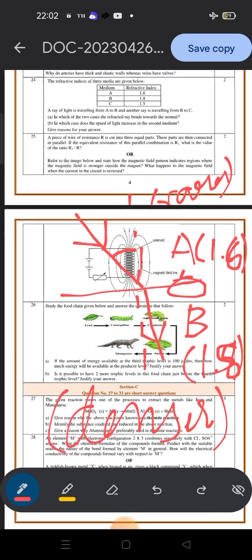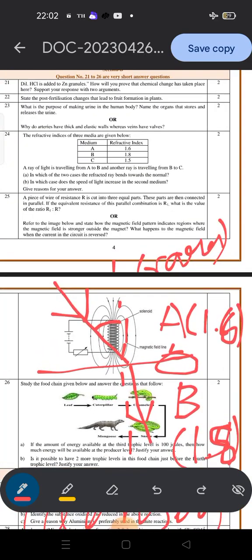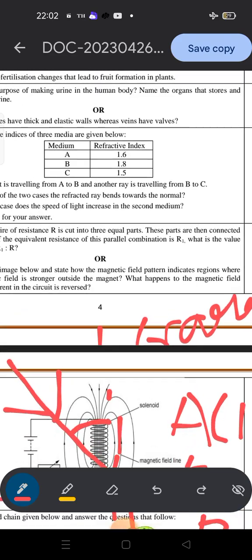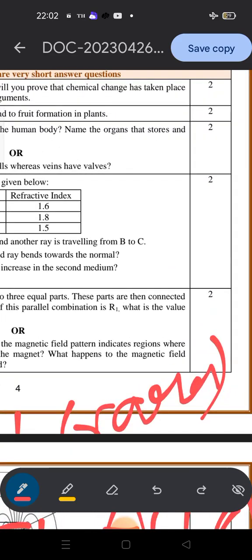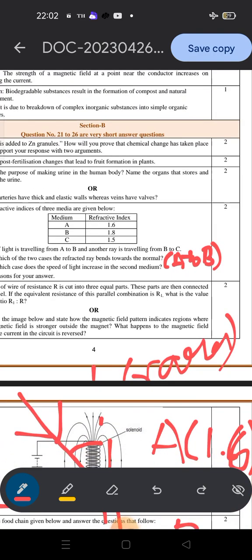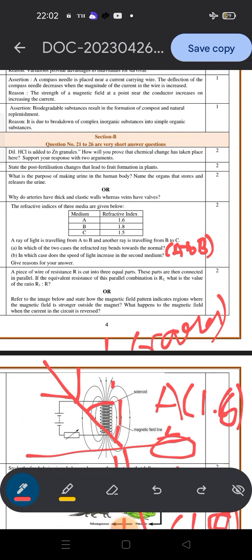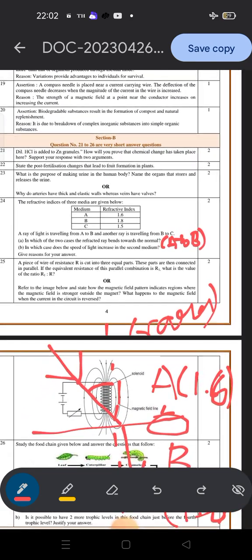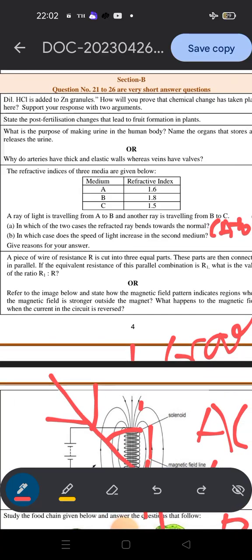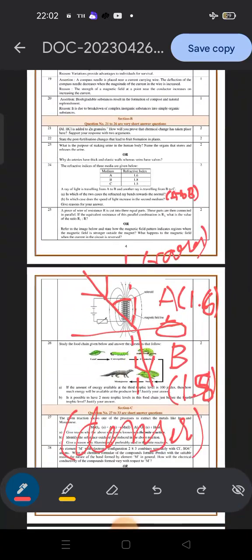So the question is, in which of the two cases does the refracted ray bend towards the normal? In the first case, when the ray of light is traveling from A to B, the refracted ray bends towards the normal. How do you explain this? I've already told you that a ray of light bends towards the normal only when it travels from a rarer medium to a denser medium. Now let's concentrate on the second question: in which case does the speed of light increase in the second medium? What do you mean by second medium?